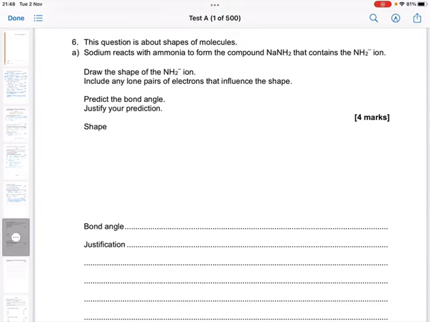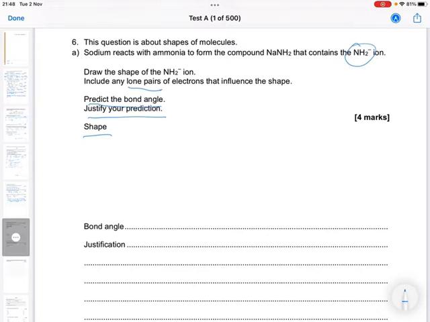Okay, with question 6, it's shapes of molecules. Sodium reacts with ammonia to form the compound NaNH2 that contains the NH2 minus ion. Draw the shape of the NH2 minus ion. Include any lone pairs of electrons that influence the shape. So we've got to predict the bond angle, justify your prediction, and draw the shape.